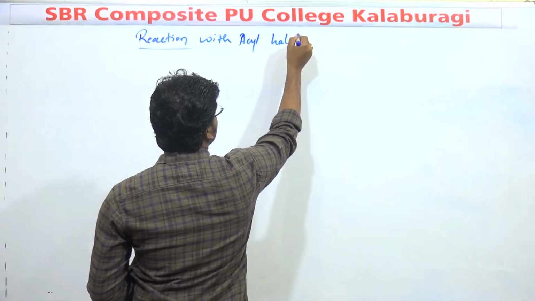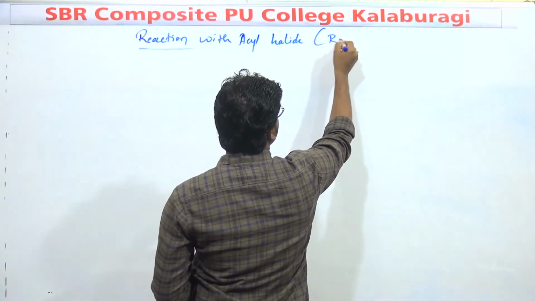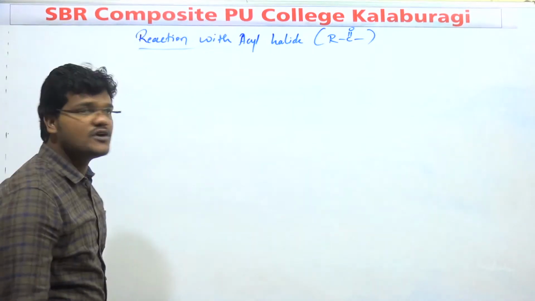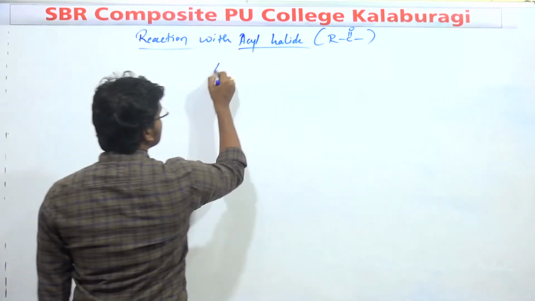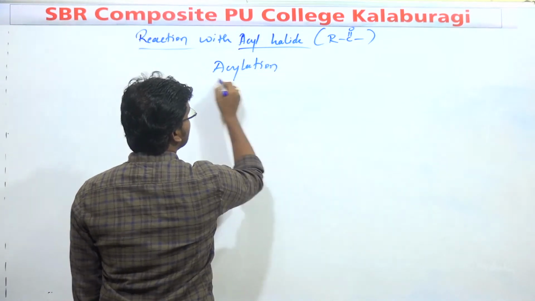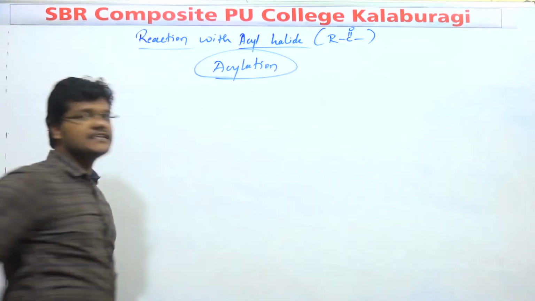Acyl halide, which has the acyl group RCO. This is acyl. Addition of this group is what? Acylation. So I am talking about the acylation of amines.